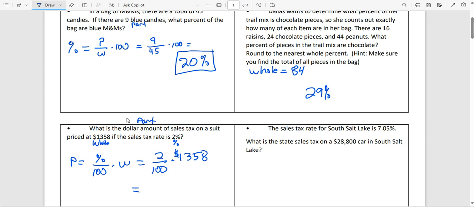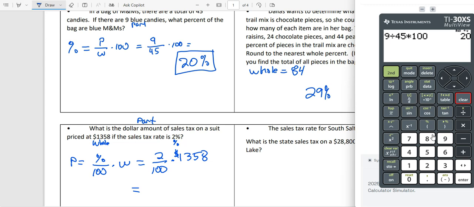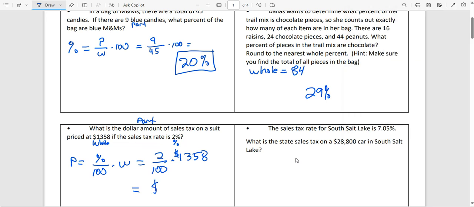And when we calculate this on our calculator, we get 2 divided by 100 times 1358, 27.16, which is an appropriate money, rounding already. That would be the dollar amount of sales tax.